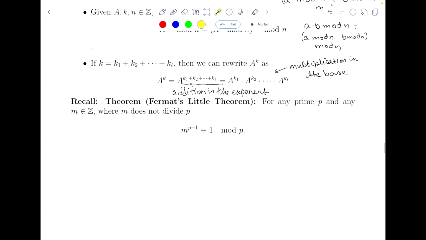The other thing I'd like you to remember about is Fermat's little theorem, and the way that I've written it here is for any prime p and for any m in Z, if p does not divide m, then m to the p minus 1 is equivalent to 1 mod p. Right, so those are some rules that we've seen before. They are actually going to be put into use now.